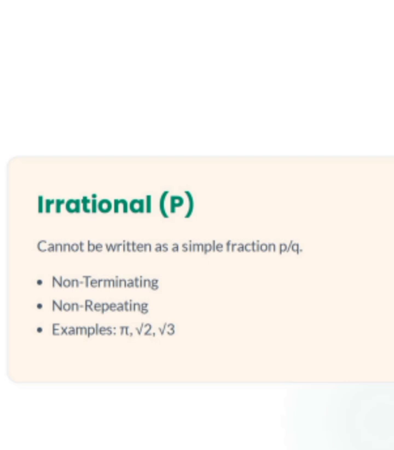We cannot write any such number in the form of P by Q where Q is not equal to 0. They would be non-terminating, non-repeating numbers. For example, pi, root 2, root 3 are some of the main examples.